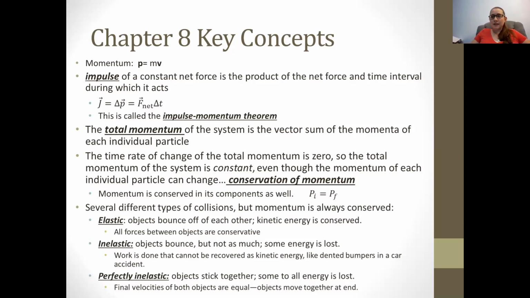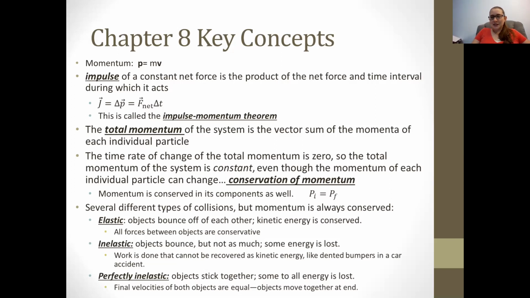But similarly to energy, total momentum of a system is conserved. It's kept the same the whole time. It is constant. Even though the momentum of each individual object might change, the total amount is going to be the same. So we see there p_i equals p_f. Our initial momentum equals our final momentum.